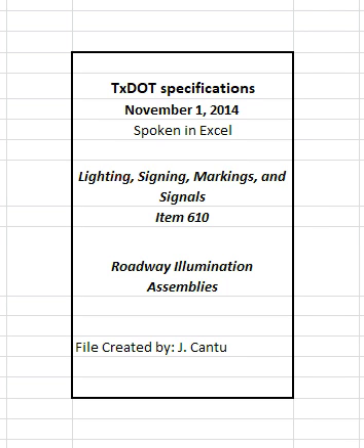Item 610. Roadway illumination assemblies. 1. Description. Installation. Furnish, fabricate, and install roadway illumination assemblies. Relocation. Remove and relocate existing roadway illumination assemblies. Removal. Remove existing roadway illumination assemblies. Replace luminaires, light fixtures. Remove and replace existing luminaires.